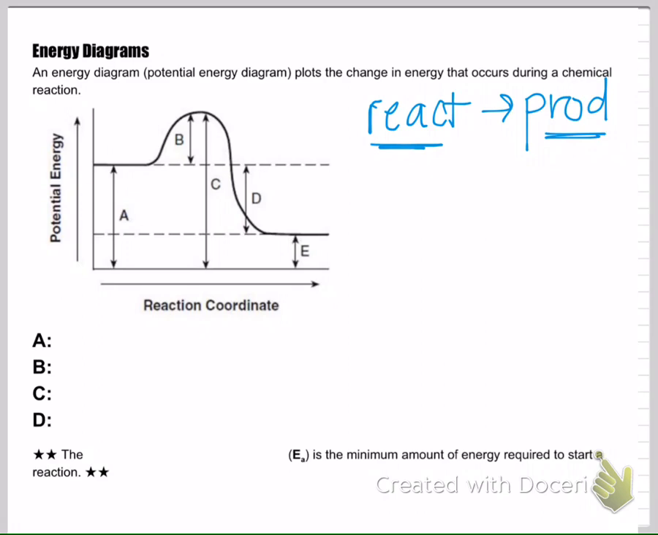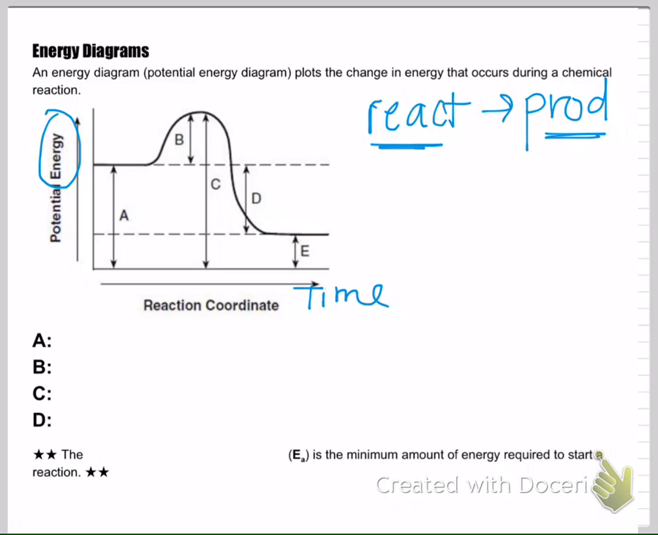So I'm going to talk to you guys about how to read this plot. On the y-axis is energy. We talked about energy. We said it's measured in kilojoules. And on the x-axis, they put reaction coordinate. Sometimes I have also seen it as time. So basically, as time progresses, the reaction is taking place, and this is what happens throughout the reaction.